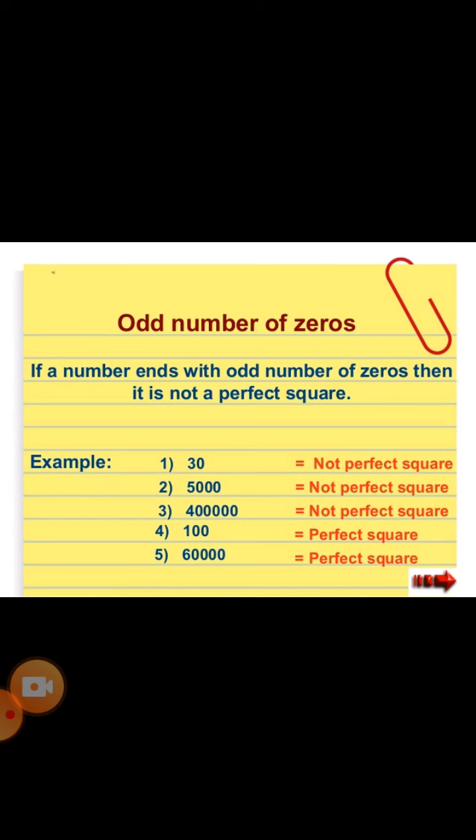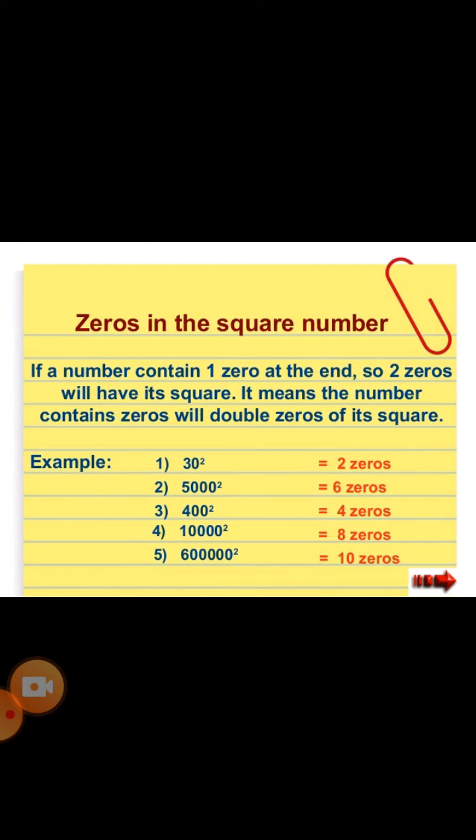We observe that in 100 we have two zeros, and we know that 2 is an even number, so this is a perfect square. Zeros in the square number: if a number contains one zero at the end, its square will have two zeros. It means a number containing zeros will have double the zeros in its square.